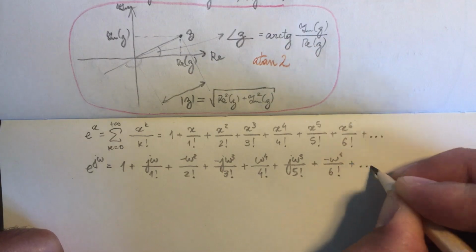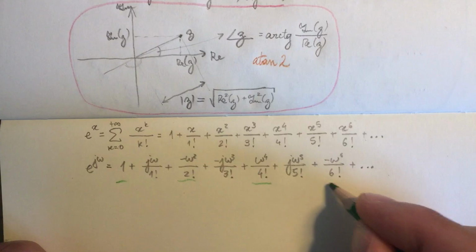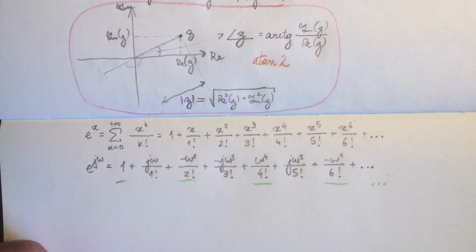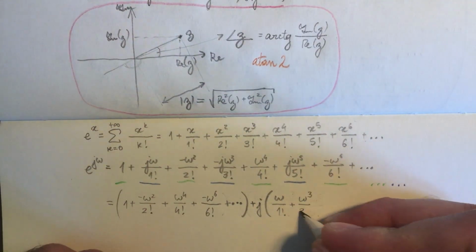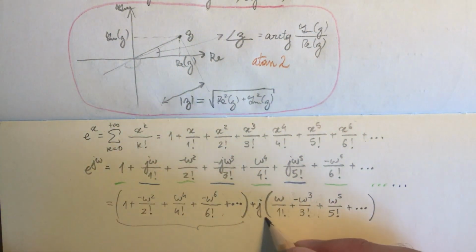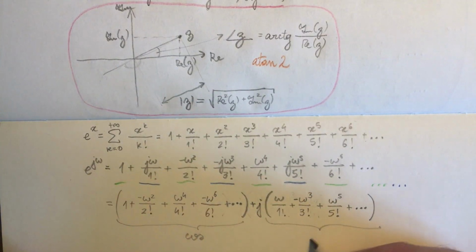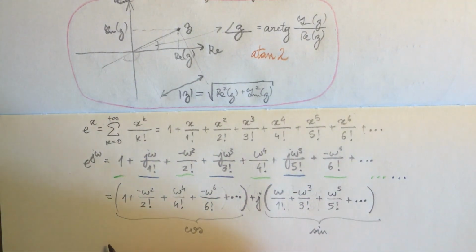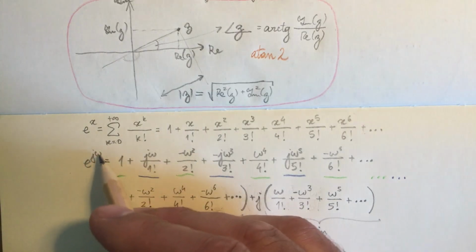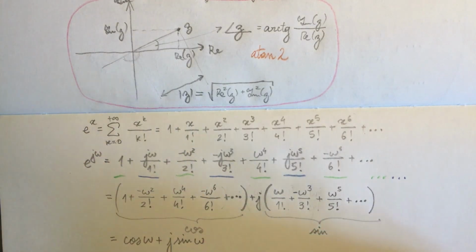Now I will separate the real and imaginary parts of this series, and we see that these two series are the series for the cosine and the sine. Thus, the exponential of a purely imaginary number with imaginary part omega is equal to the cosine of omega plus the imaginary unit times the sine of omega.